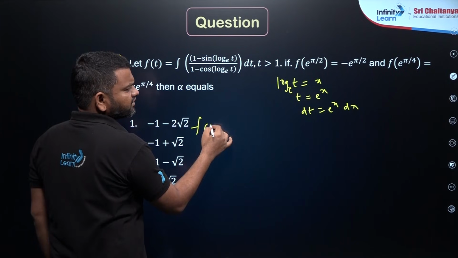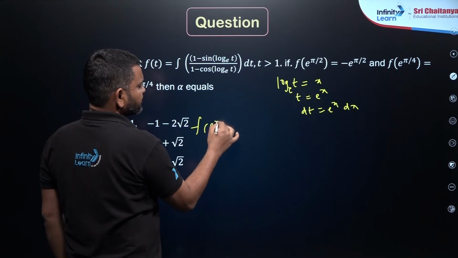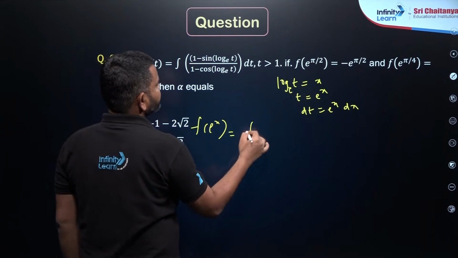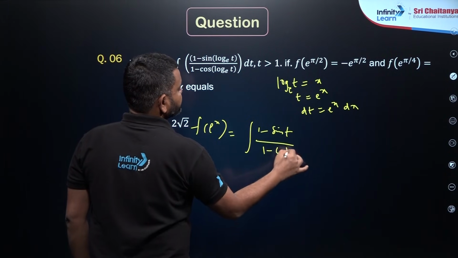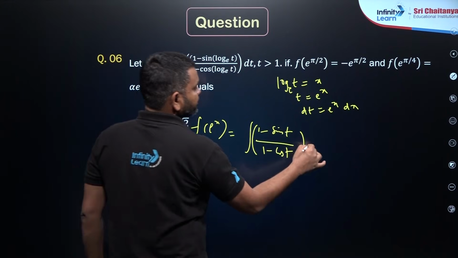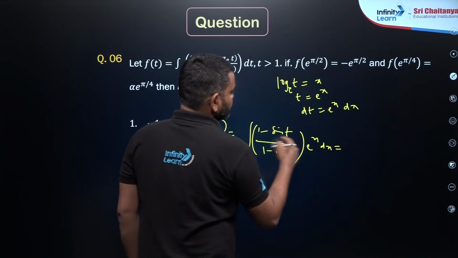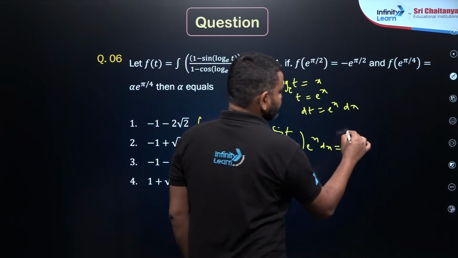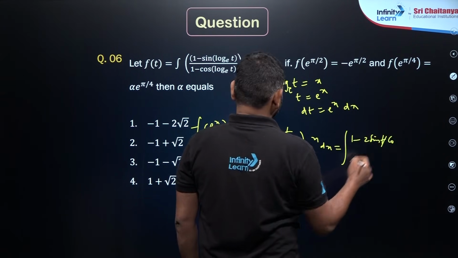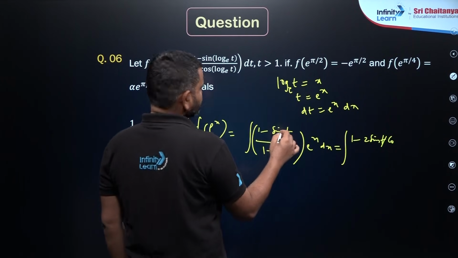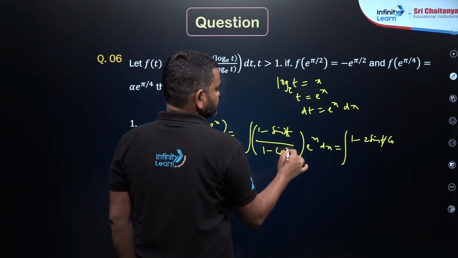F of t, I'm actually converting into this one. So f of e power x, that is going to be integration of 1 minus sin t divided by 1 minus cos t into, this is going to be e power x dx. So 1 minus sin t, I'm going to write this as 1 minus 2 sin t in sin, I'm writing t again. I'm supposed to write x here, x.